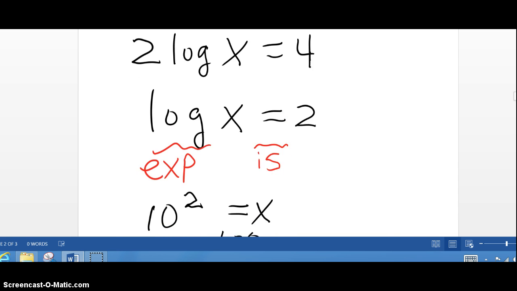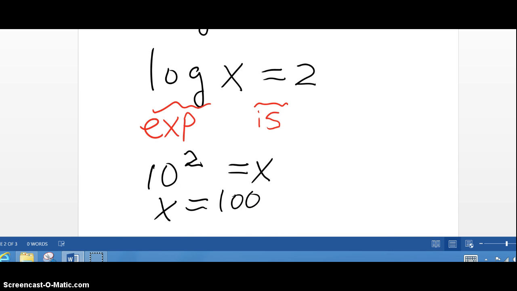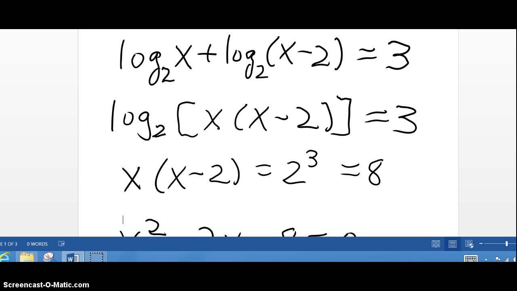Now, this equation looks very much like the first one. So we say to ourselves, we have a log equation, we want to rewrite it as an exponential. You see the word log, in your mind you think exponent. You see the equal sign, in your mind you think is. So this says the exponent is 2. What is the base? It is 10. So 10 to the 2 is x. x is equal to 100. Okay, let's come to our final equation.